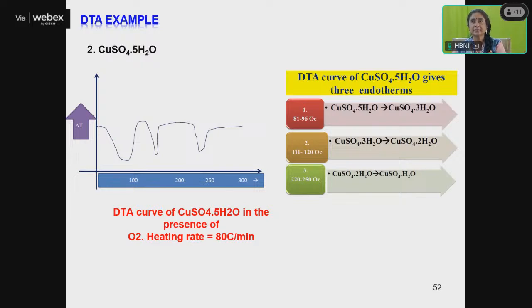Then a typical example of copper sulfate pentahydrate. This is the DTA curve for copper sulfate, and the reactions I have also written here, because all the 5 waters in copper sulfate are of different types. 2 waters are outer sphere, and 3 waters are inner sphere. So first the outer sphere water is getting lost, then again 1 water, and then again 1 water. Slowly it goes like this.